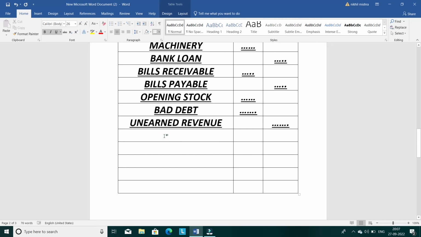Second thing, interest received. Simple: you are receiving the money, so all kinds of income will come on the credit side. Interest received goes on the credit side.